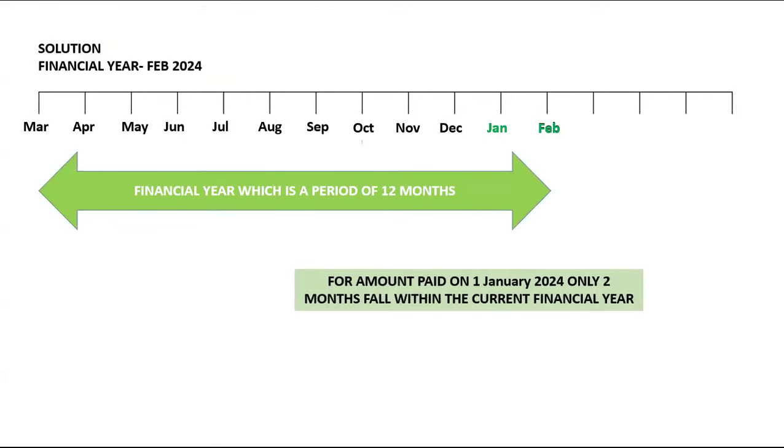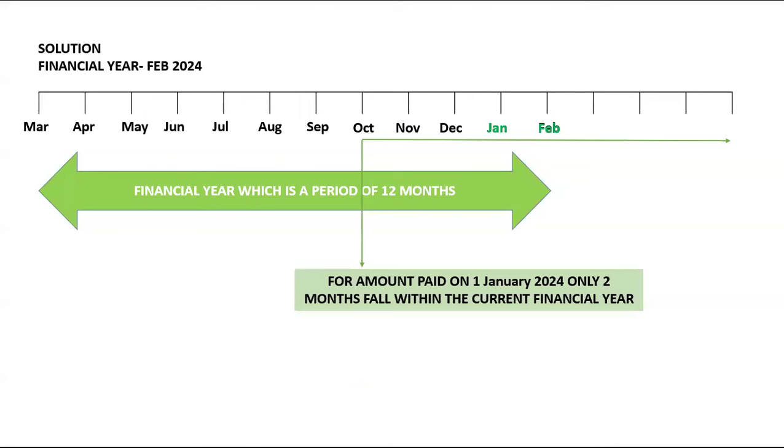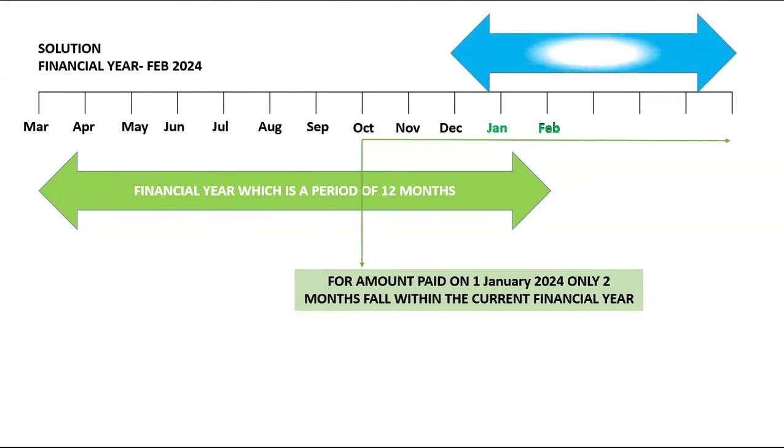Okay. And as I've said here, I've just explained why two months fall within the current financial year. Because it was paid on, let me just revisit that. Was it paid on the 1st of January or the 31st of December? Let me check. It was paid on the 1st of January. Awesome. So if it was paid on the 1st of June, it means that for that 90,000, only 2 months of that 90,000 fall within the current financial year out of the 6 months.